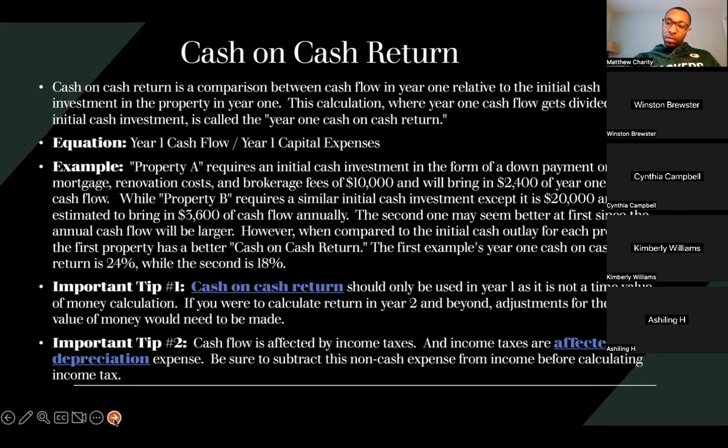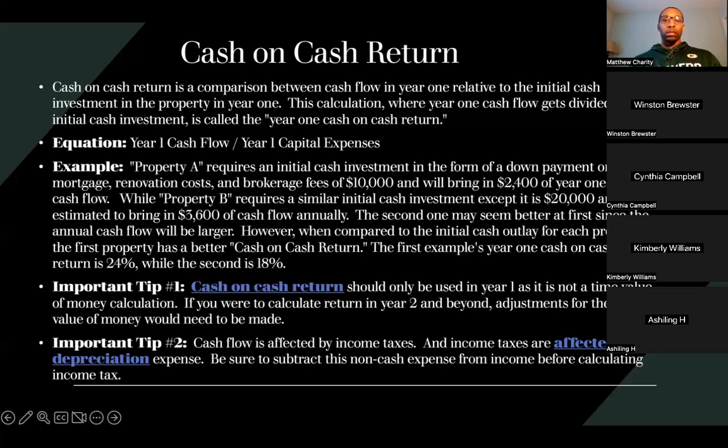Okay, cash on cash return. What is that? Cash on cash return is a comparison between the cash flow in one year. So really, when you hear cash on cash, that is just a year one term. That's your cash on cash for your first year, and that's relative to your initial investment in the property in year one. So the calculation is you get your cash flow divided by how much you initially put in. That's your year one cash on cash return.